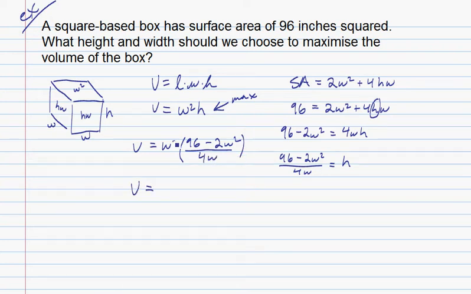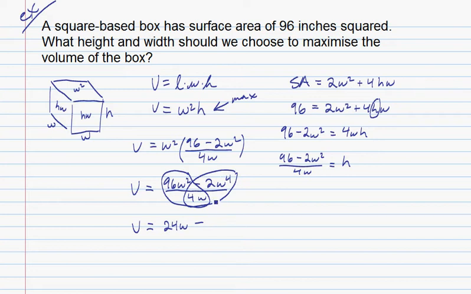Now if I distribute the w squared in, I will have 96w squared minus 2w to the fourth. Okay. Now I can do a little butterflying here. Now I know 96 over 4 is 24, and w squared over w is w. Now if I do the other side, minus 2 over 4 is just 1/2, and then we're going to have w cubed.